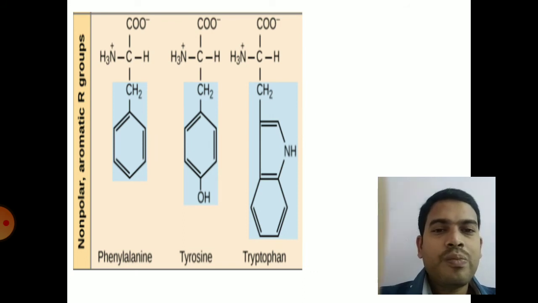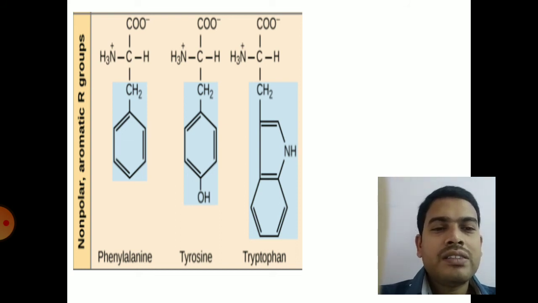So next one is non-polar aromatic amino acids. They contain an aromatic ring, a benzene ring, so those are called aromatic amino acids. Phenylalanine: CH2 with one benzene ring. So that is called phenylalanine. If a hydroxy group is placed on phenylalanine, then it will become tyrosine. So that is phenylalanine and tyrosine.